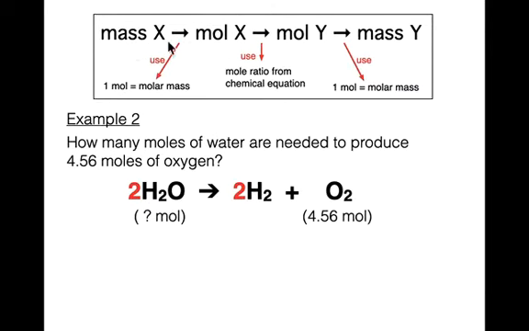Now, when we look at the flow chart here, we're really just needing this relationship, moles of one substance to moles of another substance. Just one conversion is needed, the mole ratio from the chemical equation.